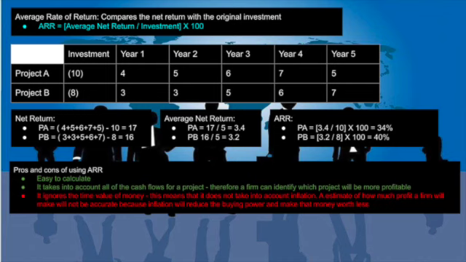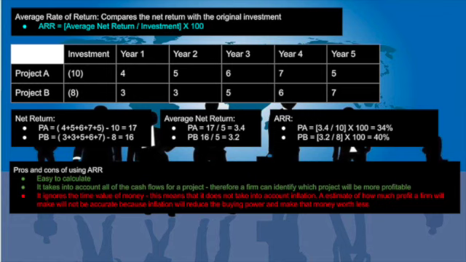Again, you're probably given a table with some data like this. To find the net return, it's basically just the difference, so you add them all up and take away the initial investment. Then for the average net return, all average means is dividing by the number of years. You did this in GCSE maths. So you get the net return, then the average is divided by 5 because there are 5 years.